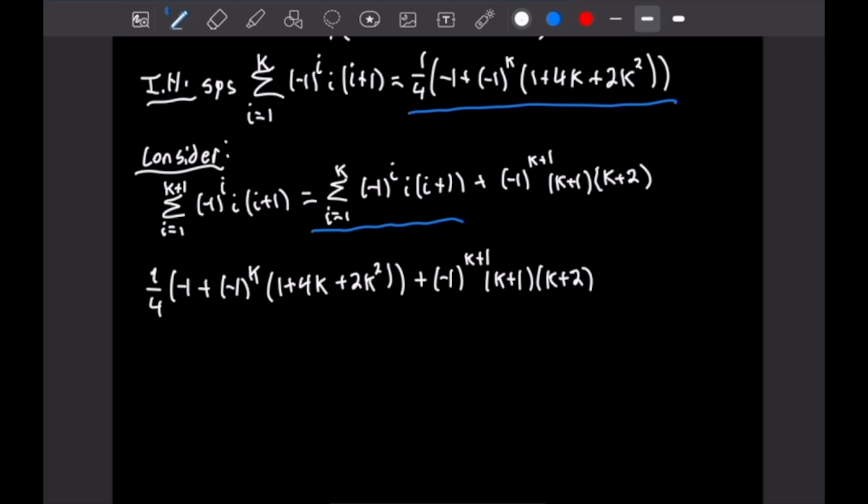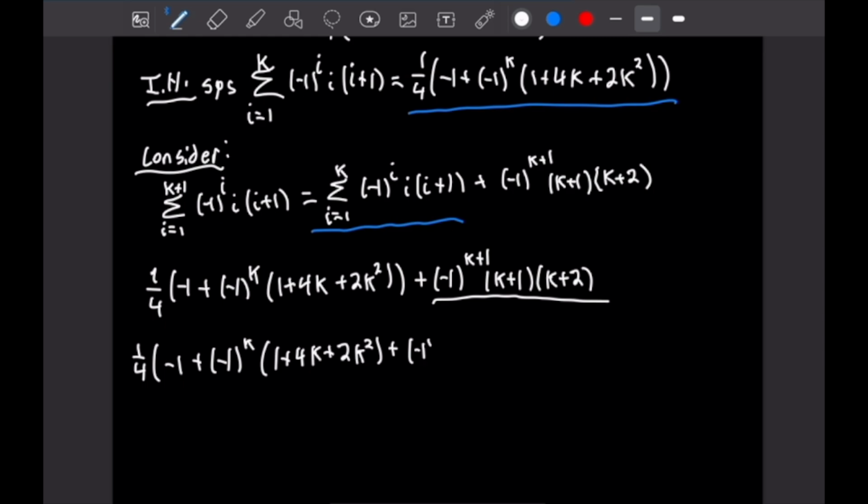Great. And so we can bring in the term I underlined here into our product on the left by multiplying it by 4. So once we do that, we'll get 1/4 times negative 1 plus negative 1 to the k times 1 plus 4k plus 2k squared. And so that will be plus negative 1 to the k plus 1 times 4 times k plus 1 times k plus 2. And from here, I'm going to factor out negative 1 to the k plus 1 power.